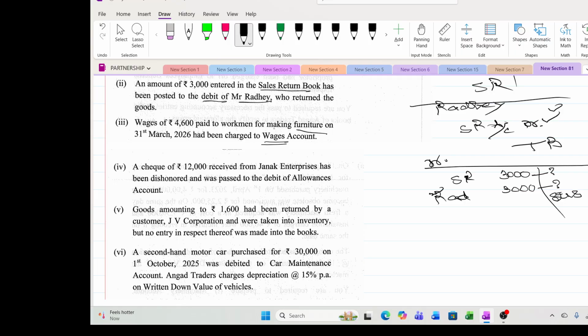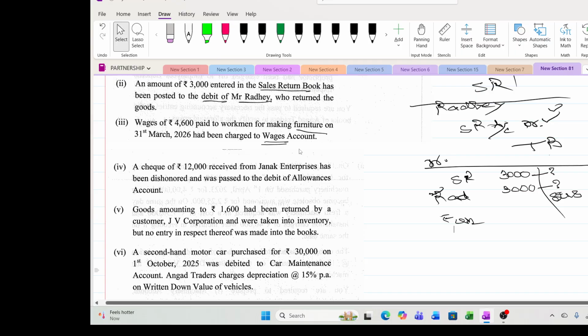Okay. So error of principle will not affect the trial balance. The trial balance will not get affected because either you debit in the name of furniture or in the name of wages. This is not going to make any difference because only the nomenclature is going to get changed. But in accounting practice, it is an error of principle because it should go to the capital expenditure, not as a wages account separately. So now what we have to do?